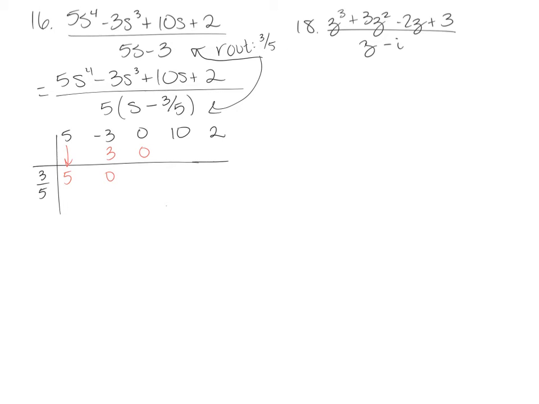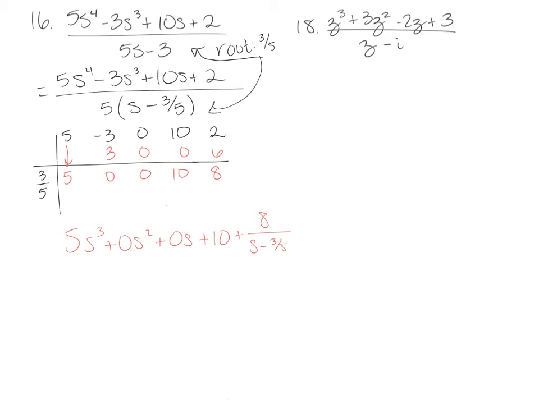0 plus 0 is 0. 3/5 times 0 is still 0. 10 plus 0 is 10. 3/5 times 10 is 6. And 2 plus 6 is 8. So our remainder is 8. So what we got back is 5s cubed plus 0s squared plus 0s plus 10 plus 8 over s minus 3/5.